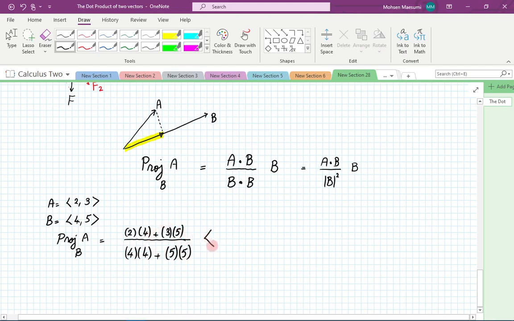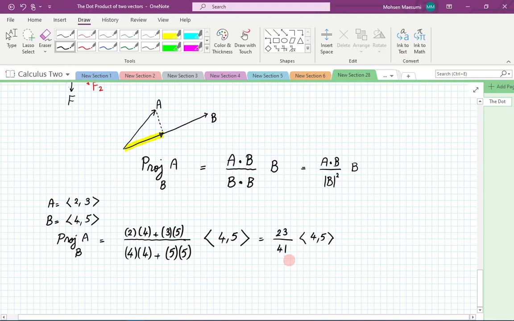It has to be multiplied by B. You are in the direction of B. So I'll have 8 and 15. That seems to be 23. And this one is 16 and 25. It's 41. Oh, what did I do here? Let me correct myself. I wrote B here. This is of course 5 times 4, 5.